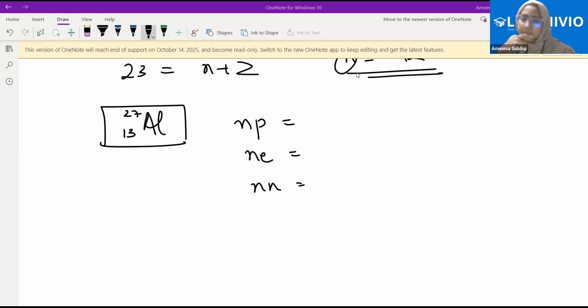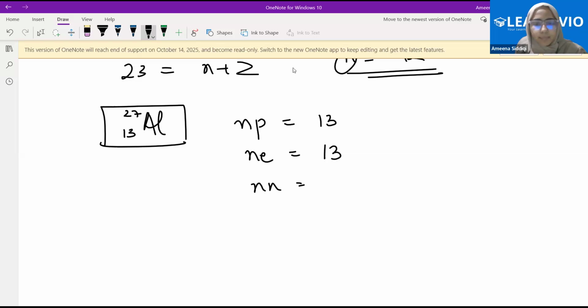Yes, ma'am. Very good. Number of protons? It's 13. Why are we taking it as 13? Because it is the atomic number, right? The atomic number itself is nothing but the number of protons in the atom. Therefore, it is 13. Very good. The number of electrons? 13, because it's equal to the number of protons. Excellent. 13.